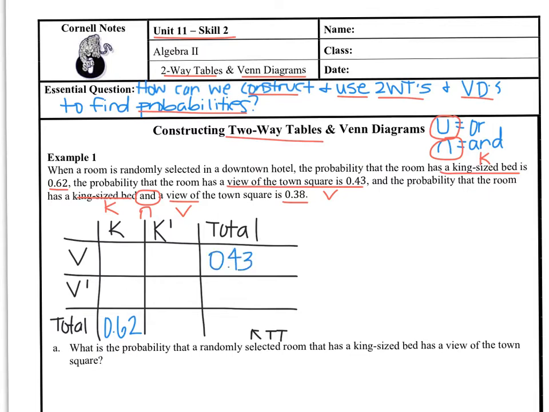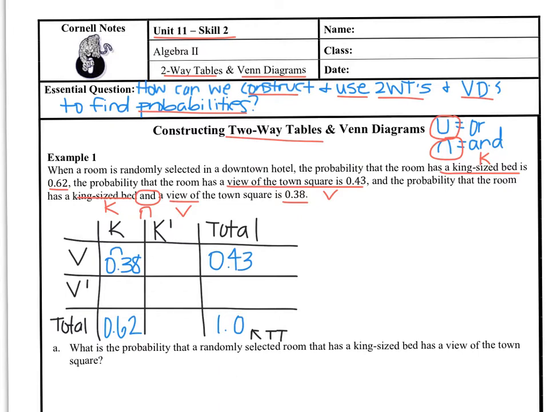The other one that they gave us was the and. So the and is always where the V and the K intersect, which is right here. See how they both meet up in that box? It's 0.38. So I'm going to put the horseshoe in there to represent the and. And then our total down here, when we're dealing with probabilities, is always 1.0 or 100% of the data.